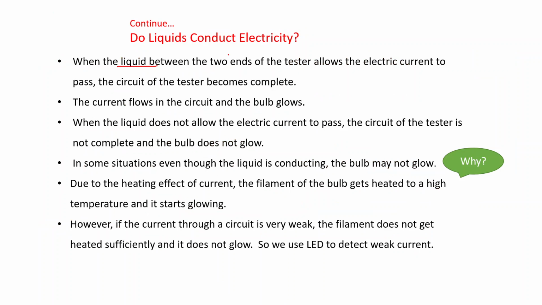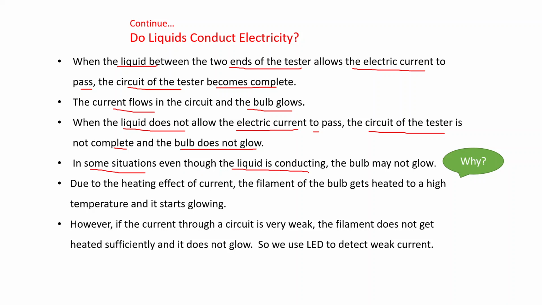When the liquid between the two ends of the tester allows the electric current to pass, the circuit of the tester becomes complete. The current flows in the circuit and the bulb glows. When the liquid does not allow the electric current to pass, the circuit of the tester is not complete and the bulb does not glow. But in some situations, even though we know the liquid is a conductor, the bulb may not glow.